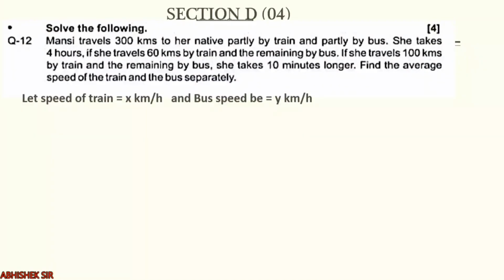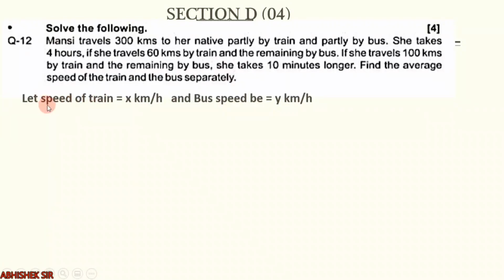She takes 4 hours if she travels 60 km by train and the remaining by bus. And the second case is, if she travels 100 km by train and the remaining by bus, she takes 10 minutes longer. 10 minutes longer than the earlier time, that means 4 hours and 10 minutes. So don't be confused here. Find the average speed of train and bus separately.